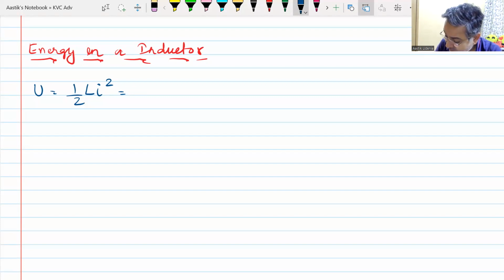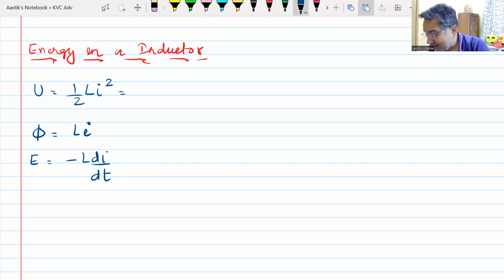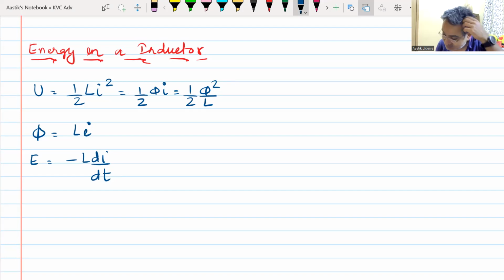Now remember, we have already studied two formulas: phi is equal to Li and EMF is minus L di by dt. These are the only three formulas that we have studied in this. Now if I put phi is equal to Li, I can put L as phi by I. So I can write the energy stored in this inductor is equal to half phi multiplied by I. I hope you understand this. Yes. I can also write it as half phi square by L. Do we understand this? Yes. I know that you have forgotten it, but still I will try my best.